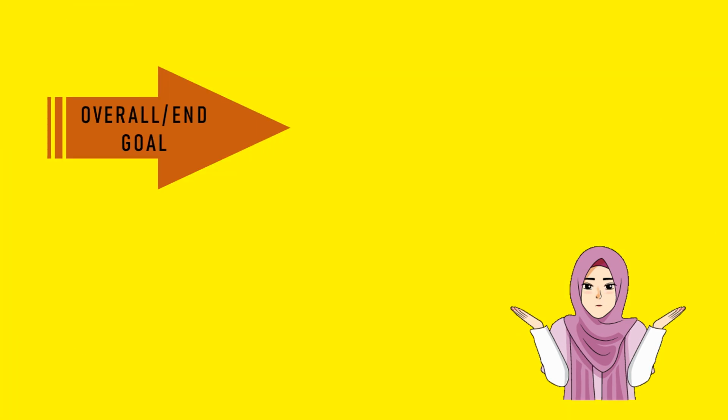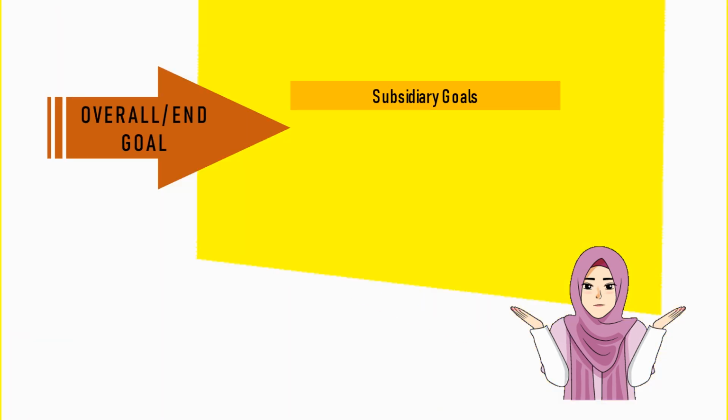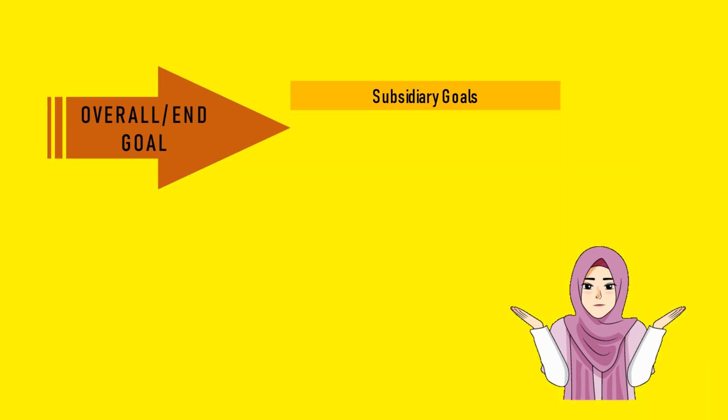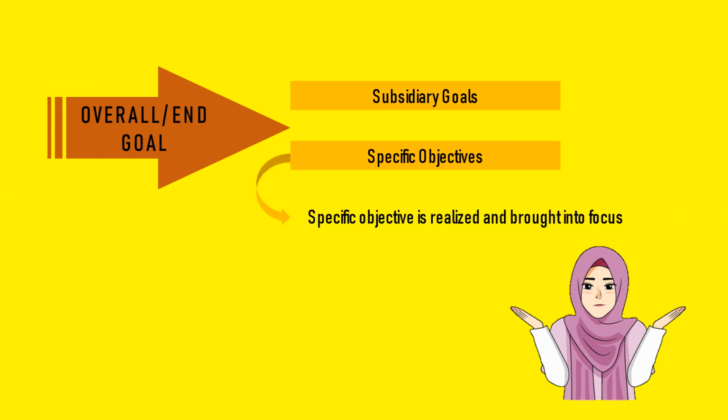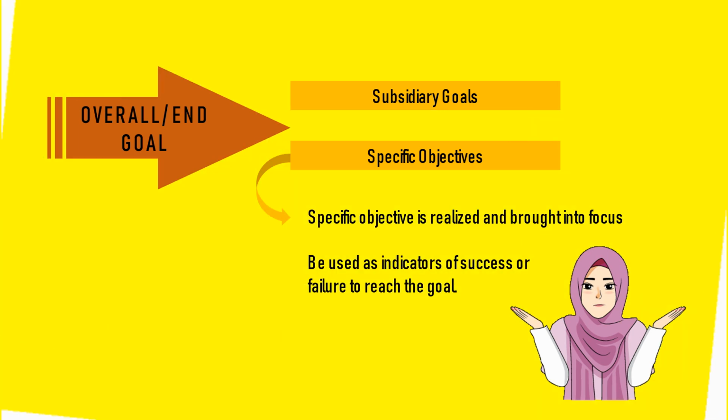Besides the overall or end goal, a series of progressive subsidiary goals is set up to lend focus and direction to the ongoing work at each stage of the helping process. These sub-goals are in reality specific objectives which must be accomplished in order to achieve or reach the goal. As each specific objective is realized, the next one is brought into focus and so on until the end goal is achieved. Clearly stated specific objectives can also be used as indicators of success or failure to reach the goal.